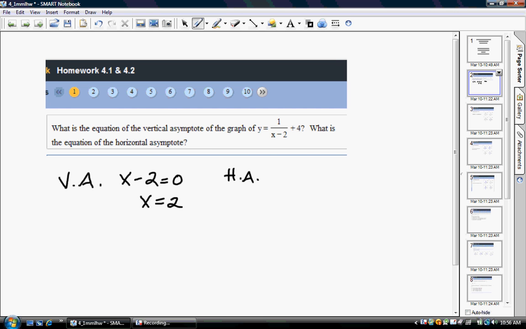The horizontal asymptote is what happens as the values of x approach infinity, what's happening to the y values. Well, as x is going to infinity, remember that this value, 1 over x minus 2, is going to 0. So that means that the whole function is going to 0 plus 4 or 4. So the horizontal asymptote is y is equal to 4. And generally you're going to find that it is this constant to the right of that rational expression.